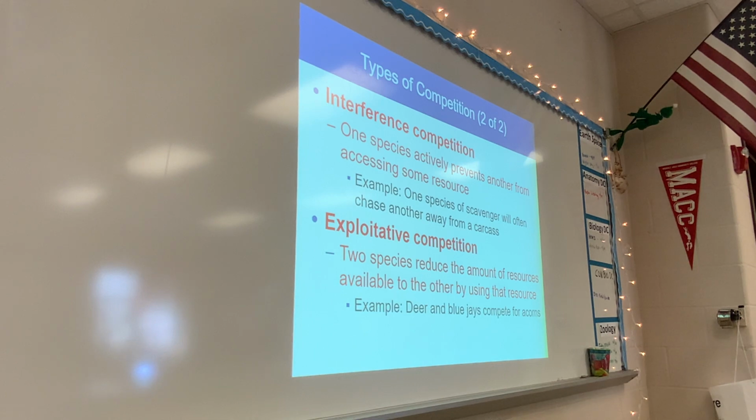Exploitative competition is when two species reduce the amount of resources available to others by using that. So, deer and blue jays are going to compete for acorns. They both want to eat the acorns. They're going to compete for that same thing, so they're exploiting the acorns in that area.